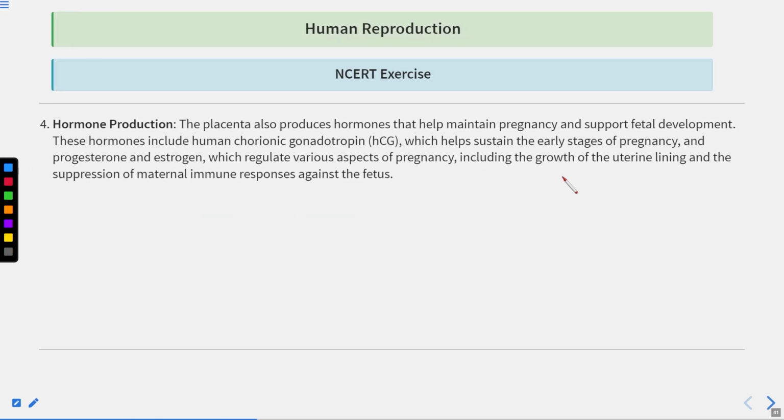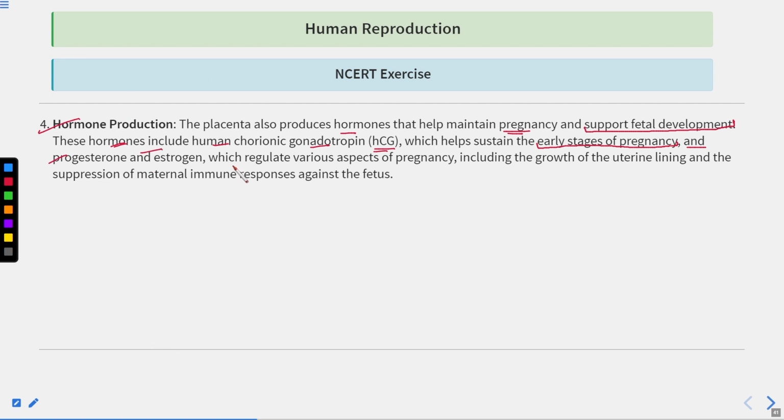Alright, this is clear. Next is hormone production. I've already told you, the placenta acts as an endocrine tissue, so it releases hormones. The placenta produces hormones that help maintain the pregnancy and support the development of the fetus. These hormones include human chorionic gonadotrophin, also known as HCG, which helps to sustain the early stages of the pregnancy. Progesterone and estrogen are also released.